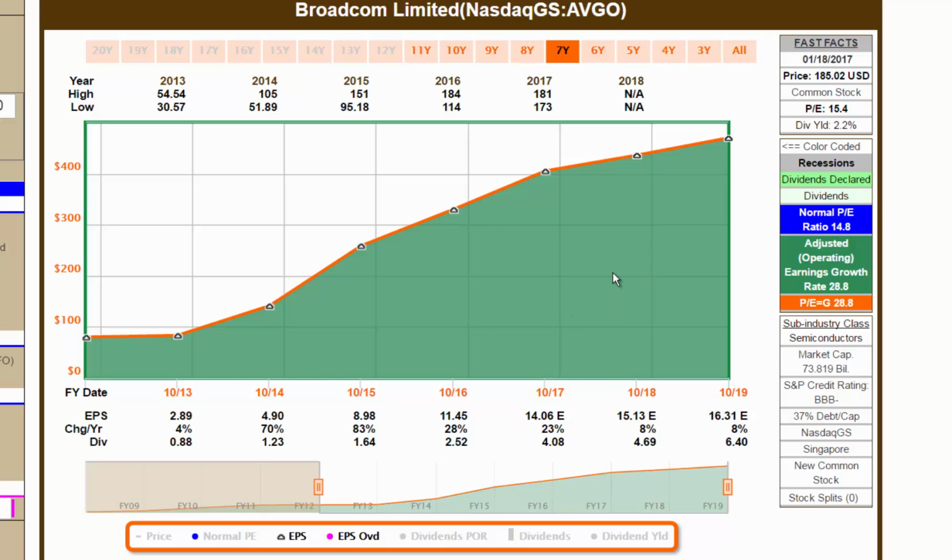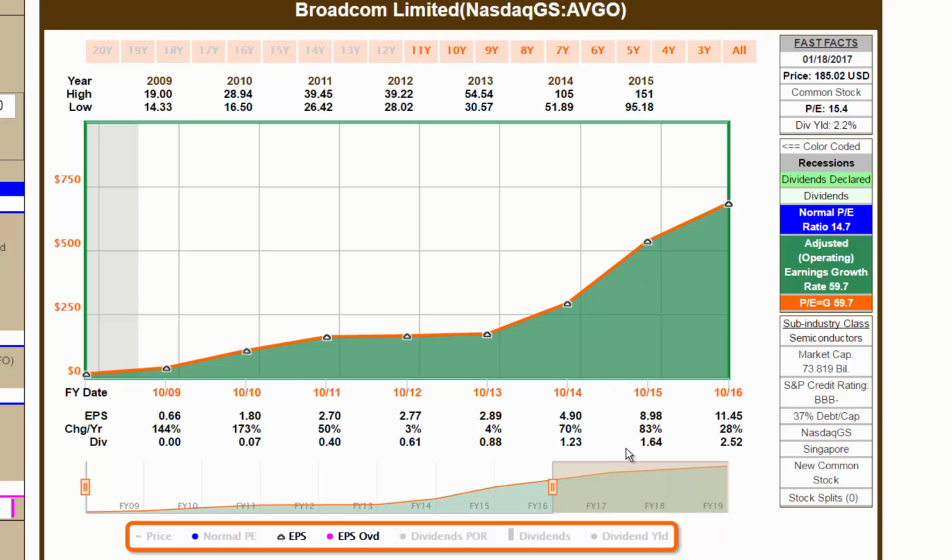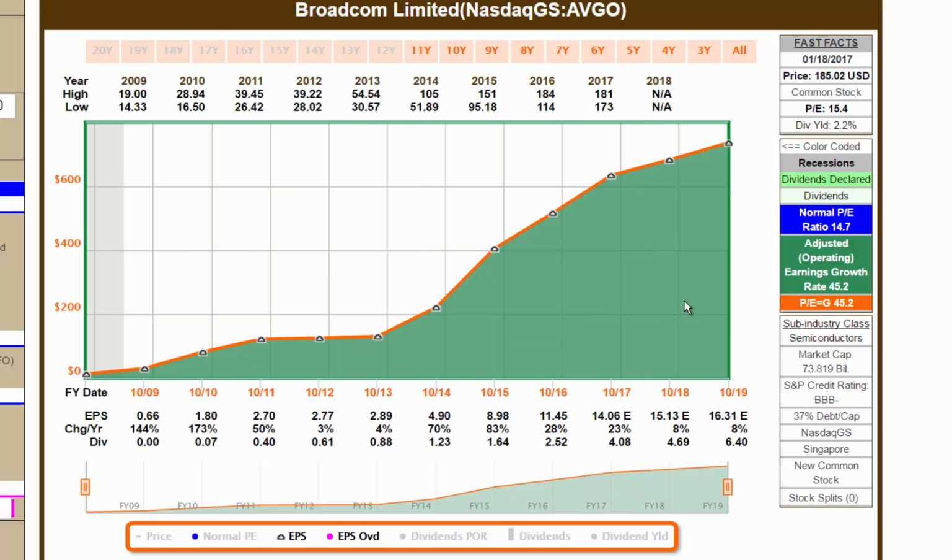I would also like to point out this growth rate calculation includes estimate data, which is marked by an E here for the fiscal years October 17, 18, and 19. And watch what happens if I scroll back to the last actual reported year, 2016, my growth rate becomes extraordinary. And here I have a very, very high PE ratio. So when you're looking at a high growth stock like this, especially in the technology sector, the valuation reference line drawn with such high PEs is probably not relevant.